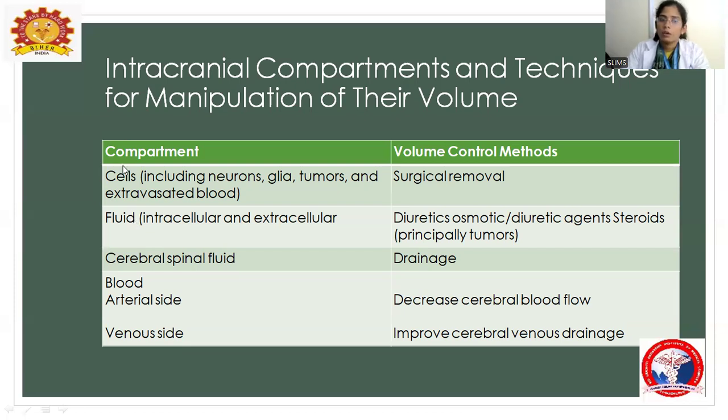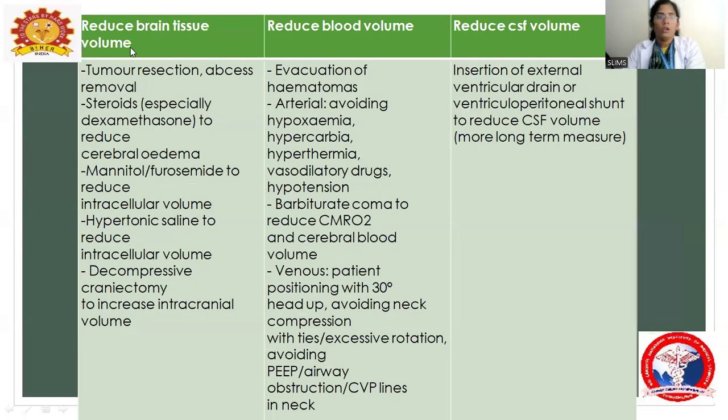So what is the cause for increase in ICP caused by cells? It may be due to a tumor. So if it is a tumor, you can do surgical removal. If it is due to fluid, we can give diuretics. If it is due to CSF, we can do CSF drainage. If it is due to blood, we can decrease cerebral blood flow and promote drainage. Okay. So, how to reduce brain tissue volume?